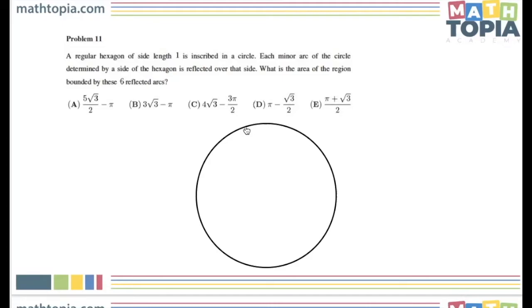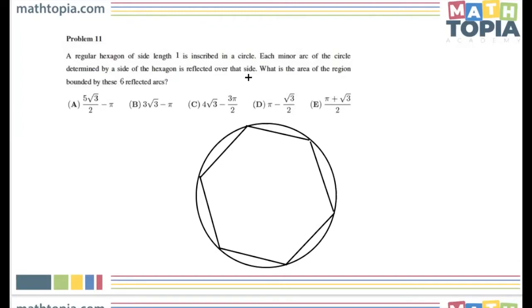So we have a regular hexagon of side length 1 inscribed in a circle. So let's inscribe it inside there. Let's draw in those sides. Get it in nice and neatly. All right. So here's our hexagon. And we have that each of its side lengths are 1.